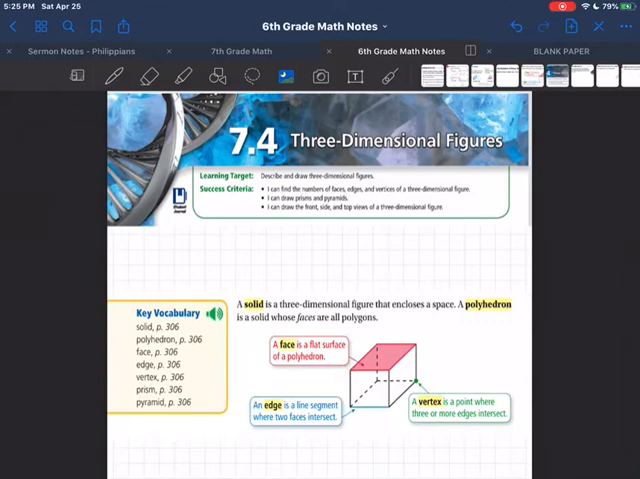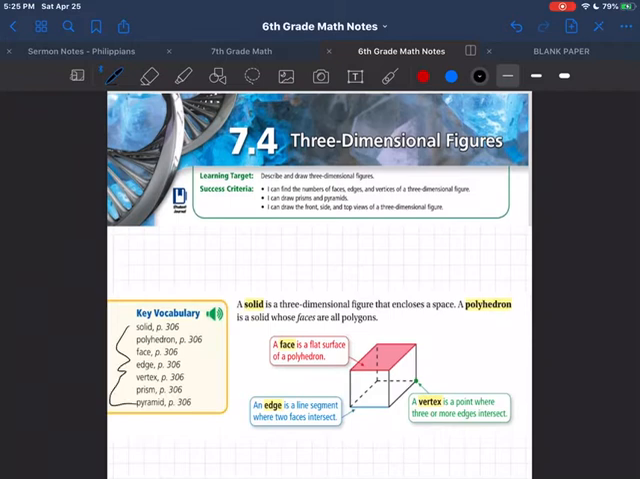Hello, welcome back. We're on 7.4, three-dimensional figures. Yay! This section is kind of just playing around with them. There's no formulas. It's getting to learn these words, some of the vocabulary, understanding what it means.